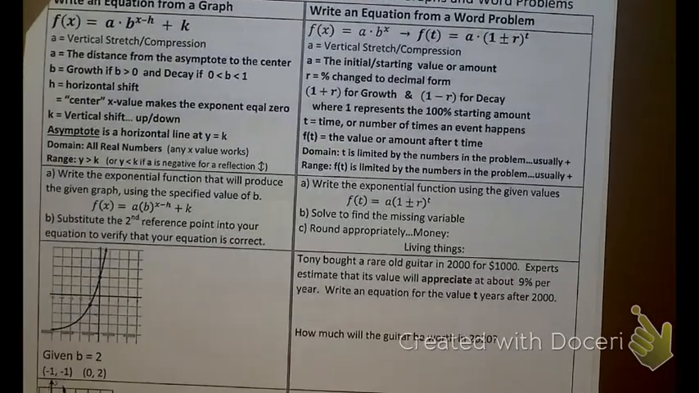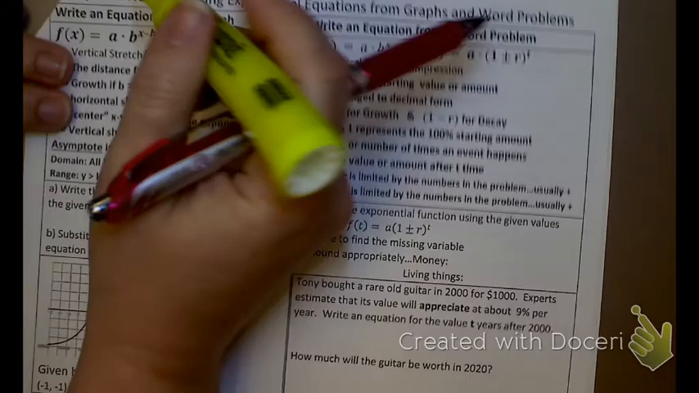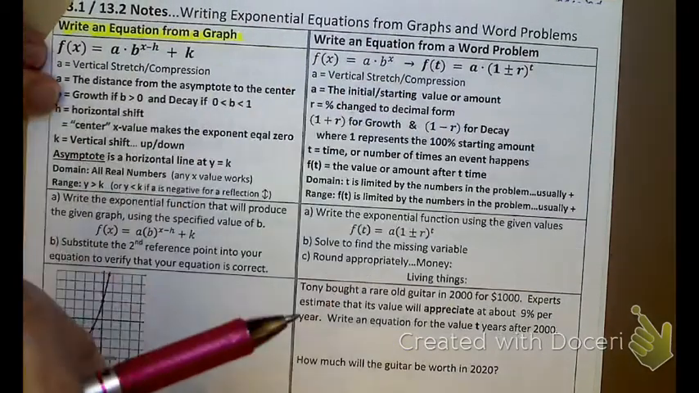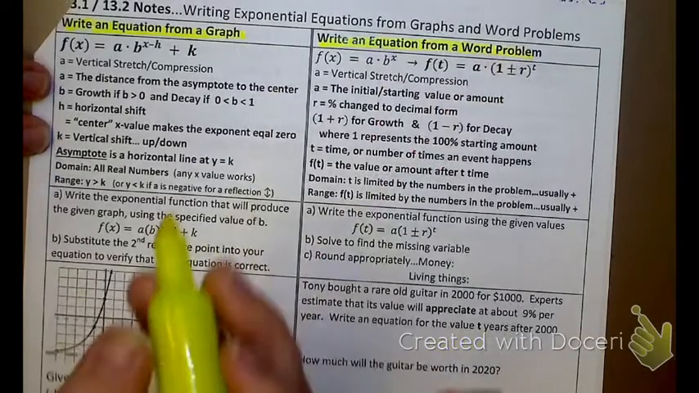So here we go with the second part of 13.1 and 13.2. This part has two sections. First part is writing an equation when you're given a graph. And the second part is writing an equation from a word problem, both of which have formulas.